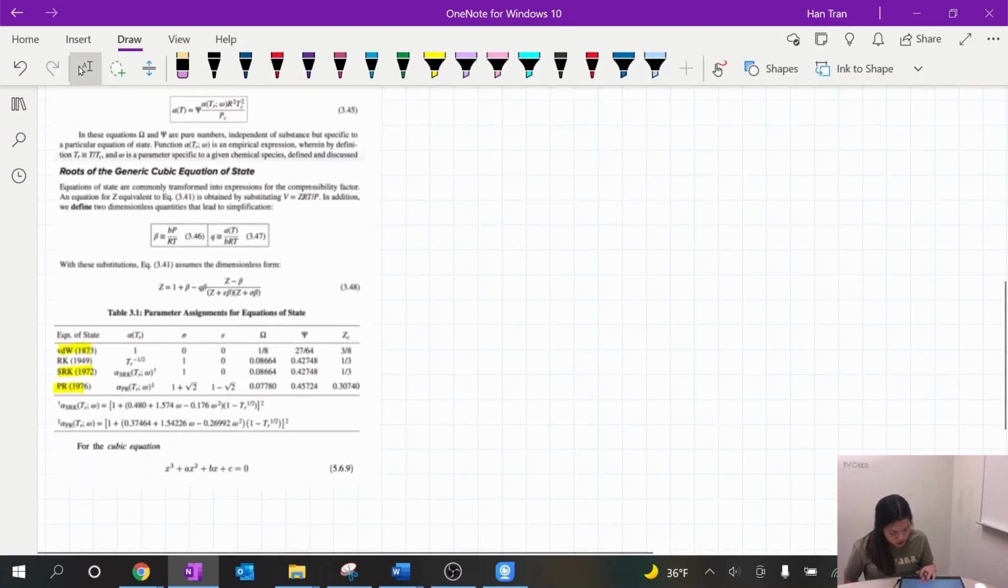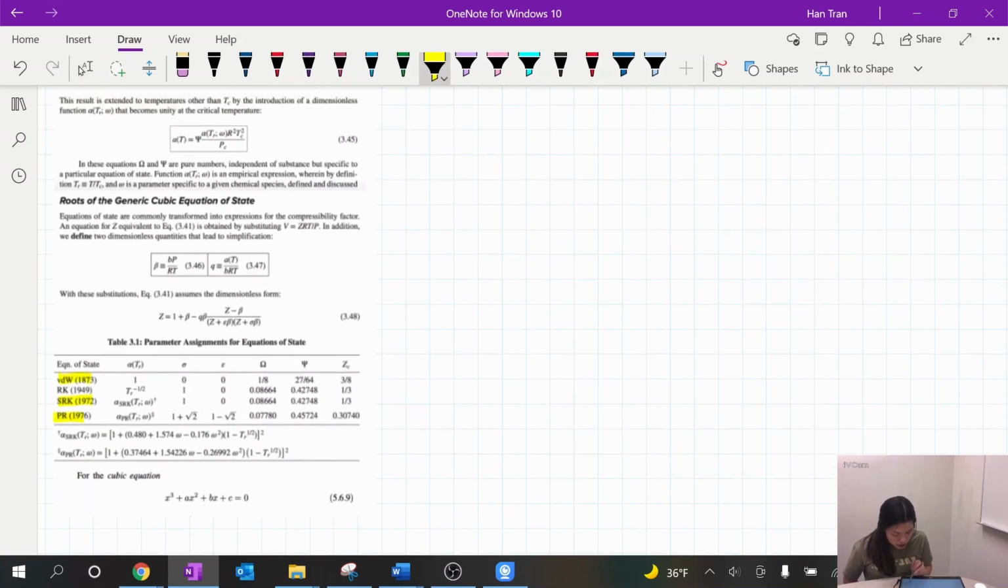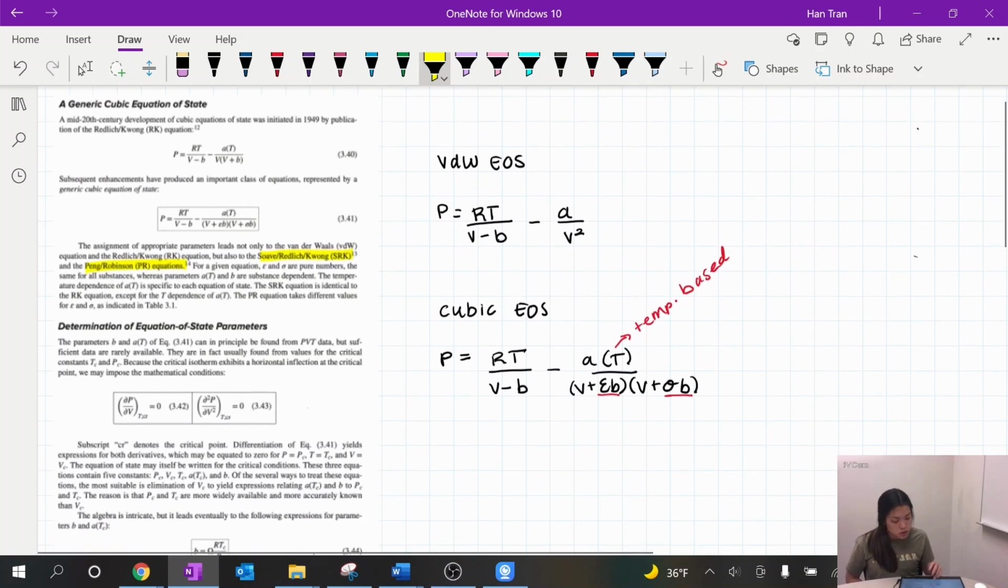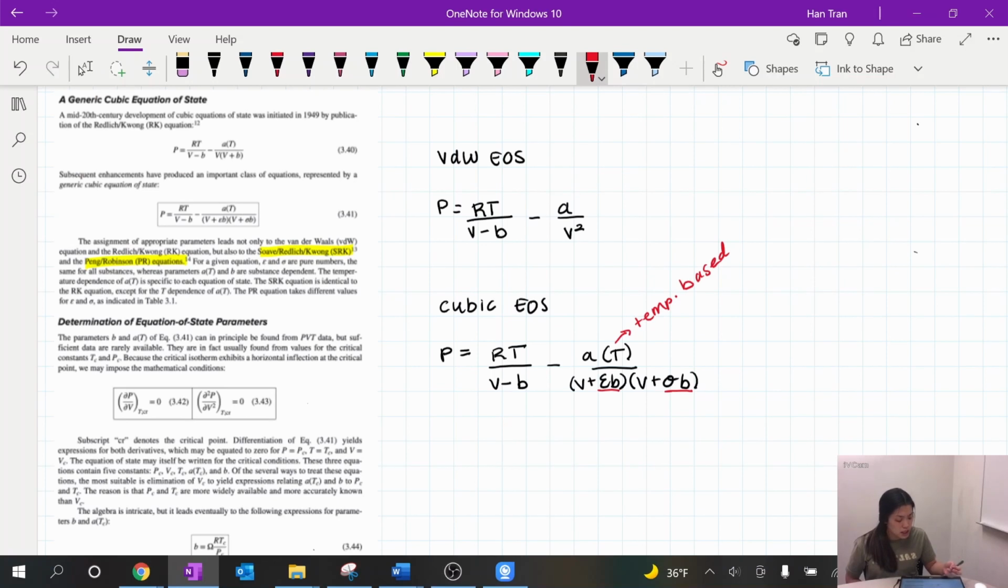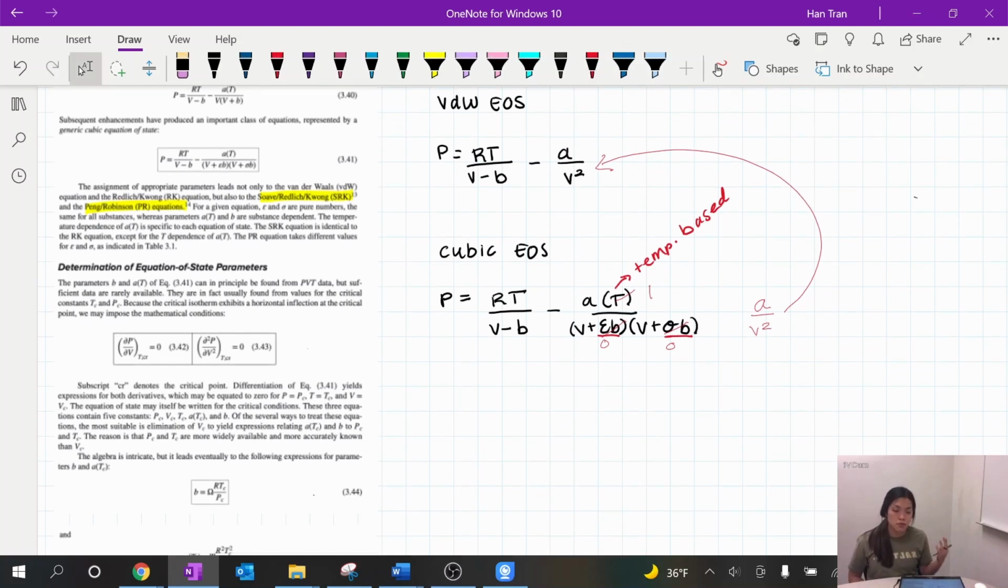But let's just take a look at van der Waals up here. We have that the A of T is 1 and the sigma and epsilon is 0. So if we were to put in 1 for this value here and then cancel out the epsilon and the sigma with 0, we would get A over V squared, which is exactly what we have in van der Waals equation. So it shows that van der Waals equation also follows the cubic equation of state, it just has different parameters.